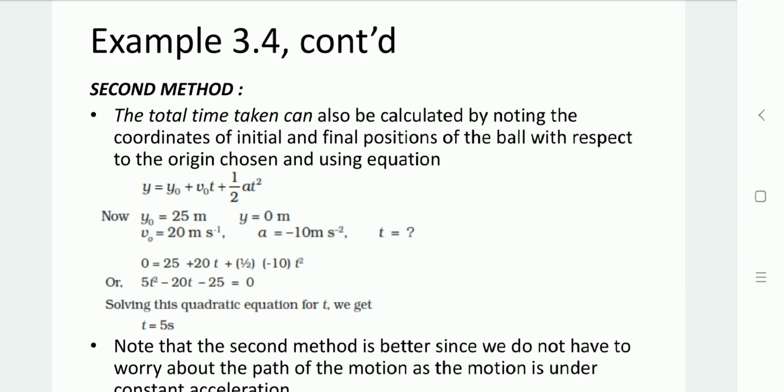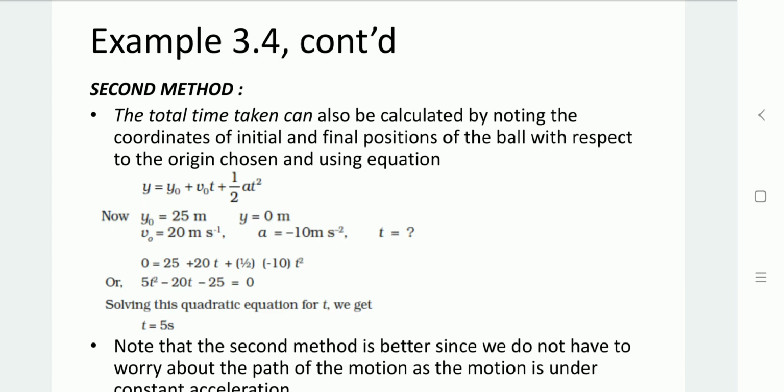The coordinate y0 is 25. Final position y is 0 meters. Initial velocity is 20 meters per second, with which the ball is moving upward. Acceleration is minus 10 meters per second square. So 0 equals 25 plus 20t plus 1/2 times minus 10 t square. So we have the equation 5t square minus 20t minus 25 equal to 0.